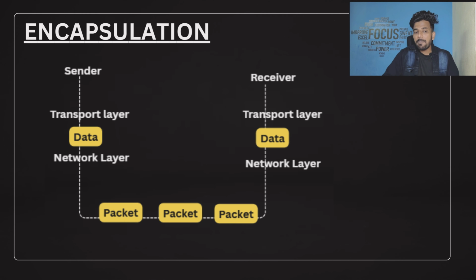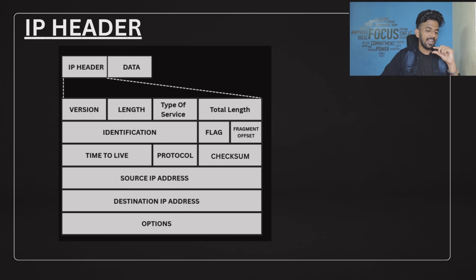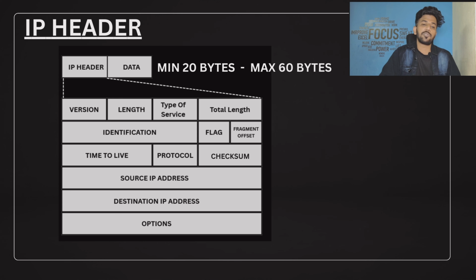Now let's understand the IP header. What is an IP header? The IP header is control information that sits in front of the actual data in every packet. Here is the IP header, here is the data. It stores the necessary information needed to deliver the packet correctly. Let's discuss each field one by one. Before that, let's understand the IP header size. The IPv4 header is usually 20 bytes minimum, but it can go up to 60 bytes with options.